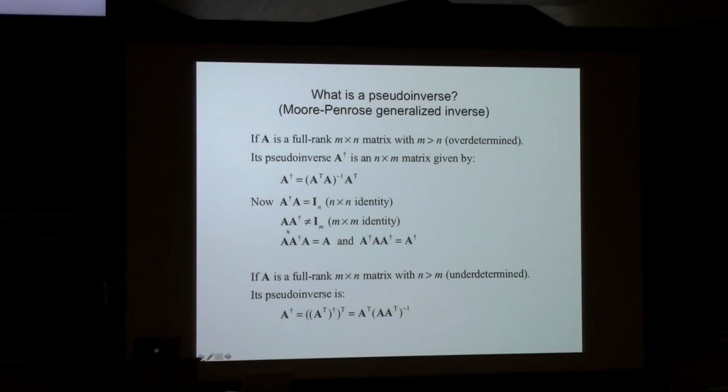Because the other way, this matrix is actually degenerate. It cannot possibly be identity, because m by m is a bigger identity matrix. If this matrix is underdetermined, I mean you have more variables than data, the pseudo-inverse can also be defined. This is basically the same as the situation we considered before if you transpose the matrix first, do the pseudo-inverse as defined above, and transpose it back. So the result will look like that.